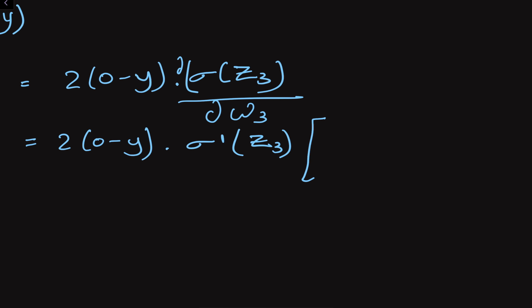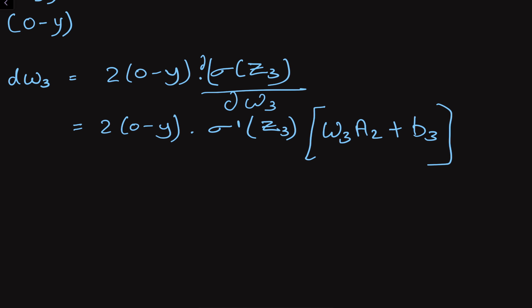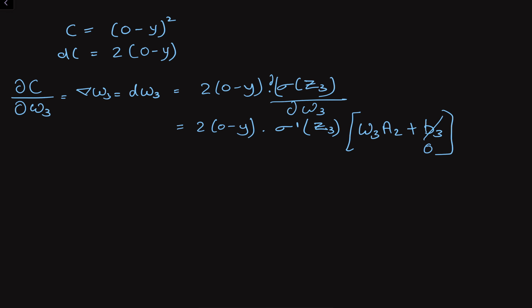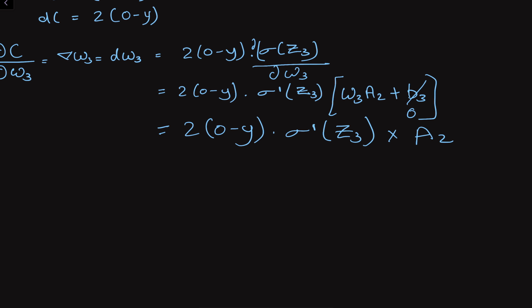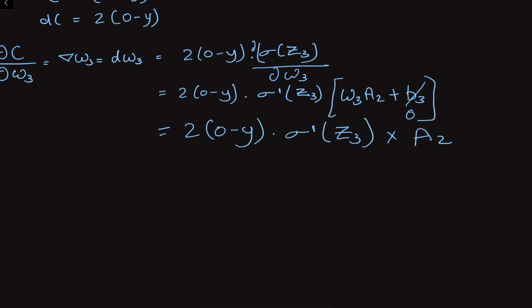So what is the derivative of z3? We're going to expand that, and we're going to get w3 a2 plus b3. All right, and this will be 0 because it does not have the w3 variable, and the derivative of w3 will be 1, and it's just going to give us sigma dash z3 into a2. So here I want to highlight one very important part. Starting from here, I want you to note this is element-wise multiplication.